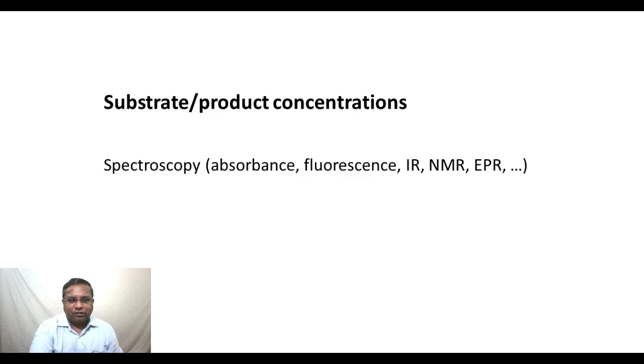For the substrate and product concentrations, many kinds of spectroscopies can be used. Absorbance spectroscopy, which we normally know, the absorbance at a particular wavelength, which is particular for that molecule, is used to measure the concentration. Fluorescence we looked at, NADH fluorescence and so on. There could be fluorescent substrates, fluorescent products that can utilize this method. IR spectroscopy, infrared spectroscopy, we did talk of something related to that, near IR. NMR, nuclear magnetic resonance spectroscopy, EPR, electron paramagnetic resonance spectroscopy can all be used. Spectroscopic methods can be used for offline measurement of concentrations of substrates and products.